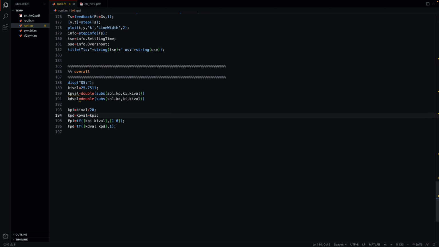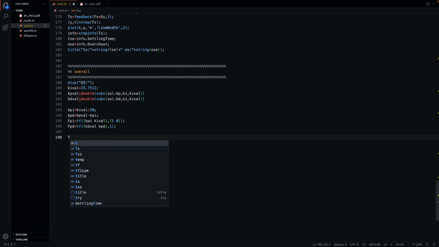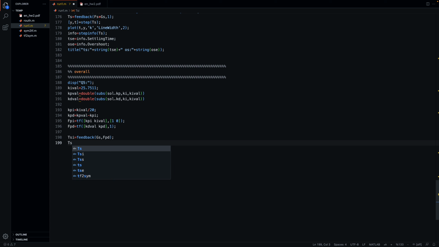So you see KPD plus KPI should be equal to KP-val. Now, since we have defined our controllers, let's call it TSI, TS internal, because we will have two feedback loops. Let's call the feedback command. Let's have GS, and FS or FPD is on the feedback path. Then we will have TS, which is the actual feedback, and it will use FPI and the internal feedback loop and comma 1 as the feedback branch. So we end up using this TS value here.